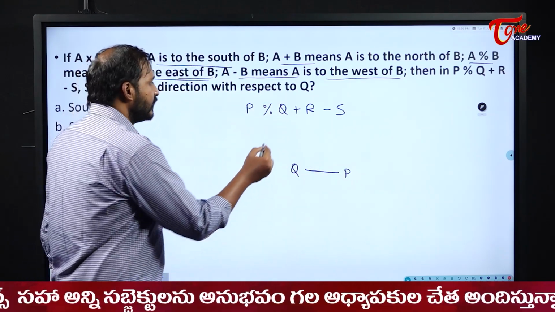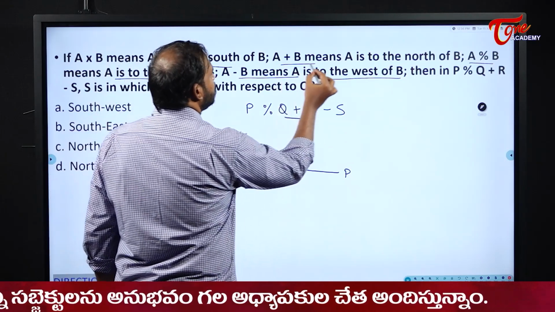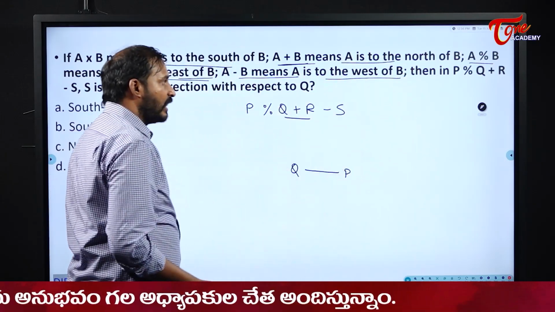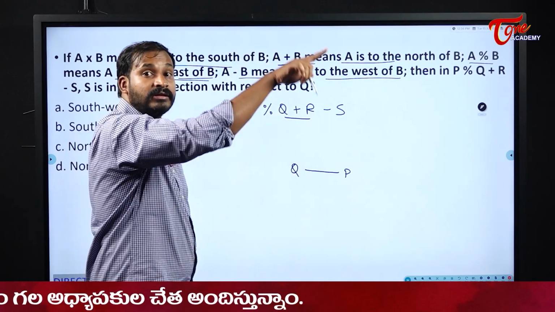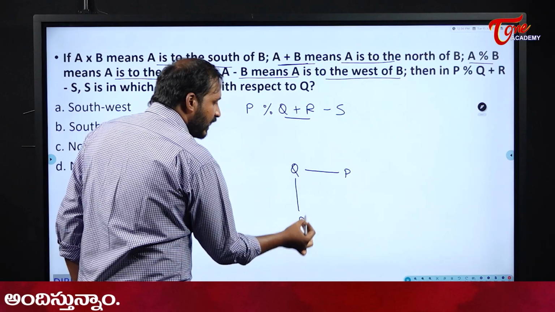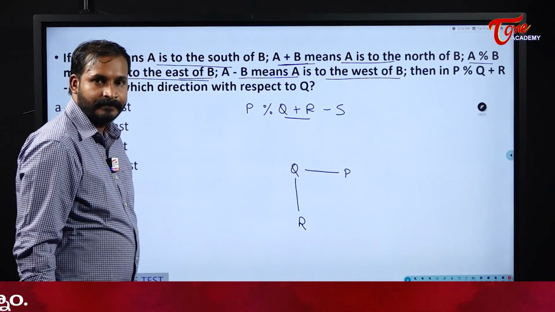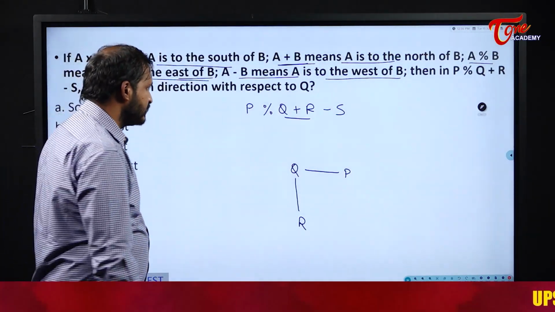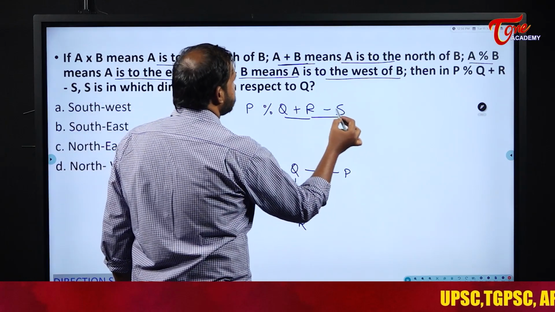Right? Next, Q plus R. Plus means what? Q is to the north of R. That means where should I have R? I should have R here so that R's north is Q. R's north is Q.